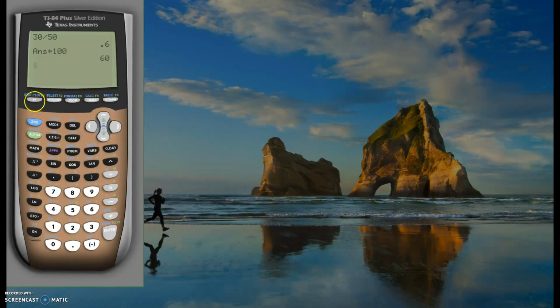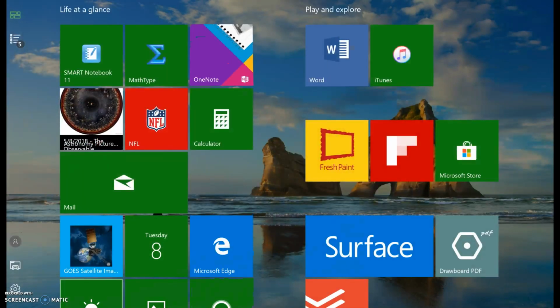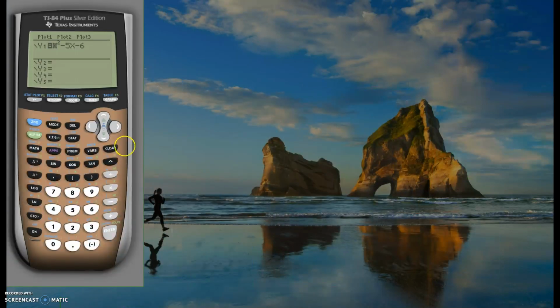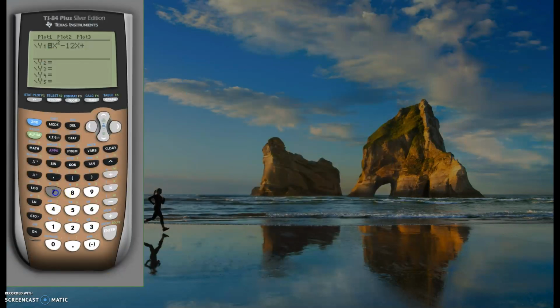X squared minus 12x plus 7. So y equals x squared minus 12x, and I forgot, what is it? Plus 7. And let's take a look at the graph. It's going to be a positive parabola, smiley face. Looks like I'm kind of missing some of it here, and I could obviously change my window to see that.